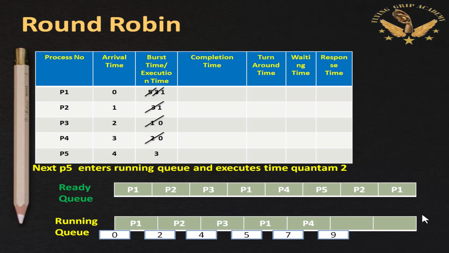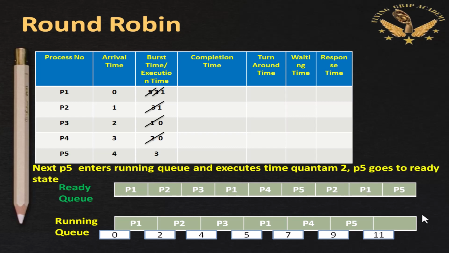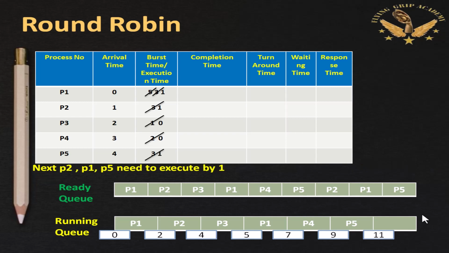P5 will be allowed to execute at time quantum 2. Now P5 has executed time quantum 2. Next we are going to allow P2. P5 enters the running queue, executes time quantum of 2, and goes back to the ready state. Next we need to execute P2, P1 and P5 by 1, because P1 has 1, P2 has 1 and P5 has 1. So we need to execute all of them for one point of time.